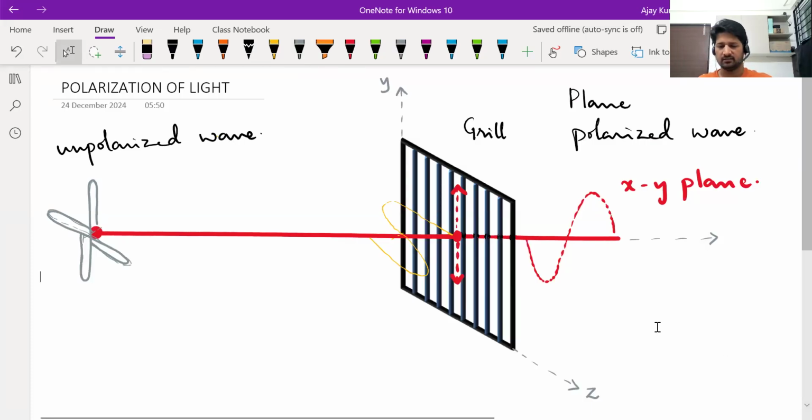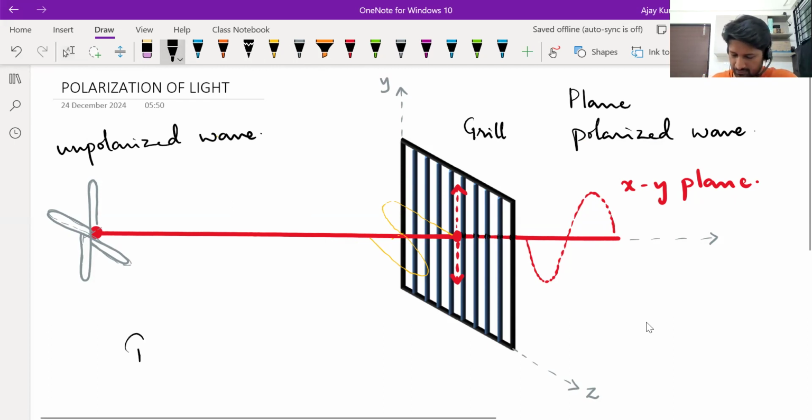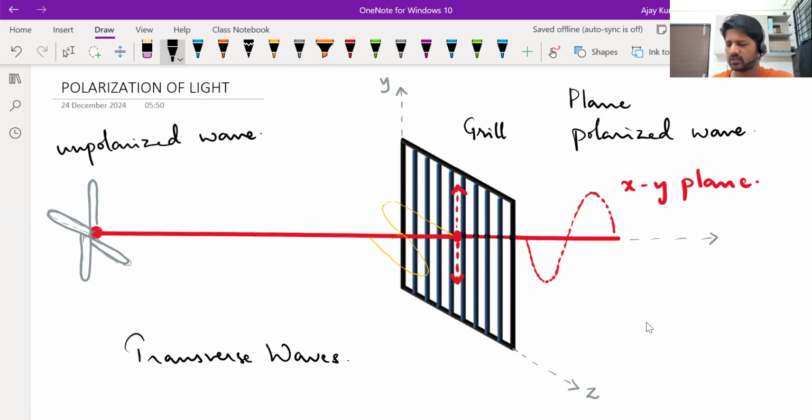And see, polarization, like restricting the disturbance to one direction, can only happen in transverse waves. What are transverse waves? Transverse waves are waves in which the disturbance is perpendicular to the direction of propagation. Here, the direction of propagation is along the x-axis. The disturbances are in the YZ plane. So we are disturbing the string particles in the YZ plane, but the wave is propagating in the x direction. So what we are generating are transverse waves, and only transverse waves can get polarized. Longitudinal waves cannot get polarized.